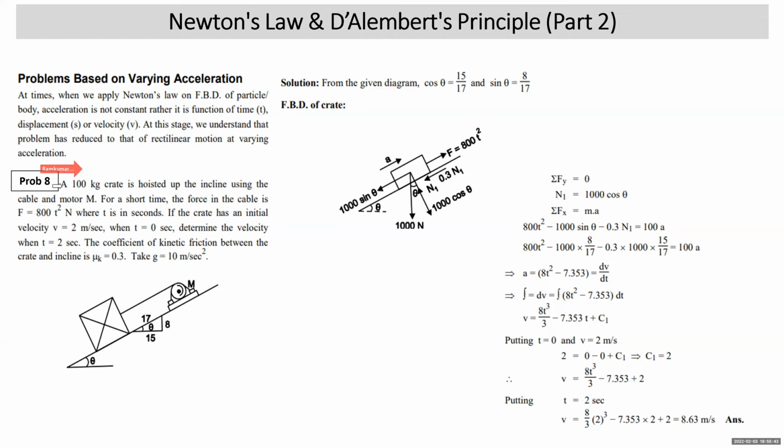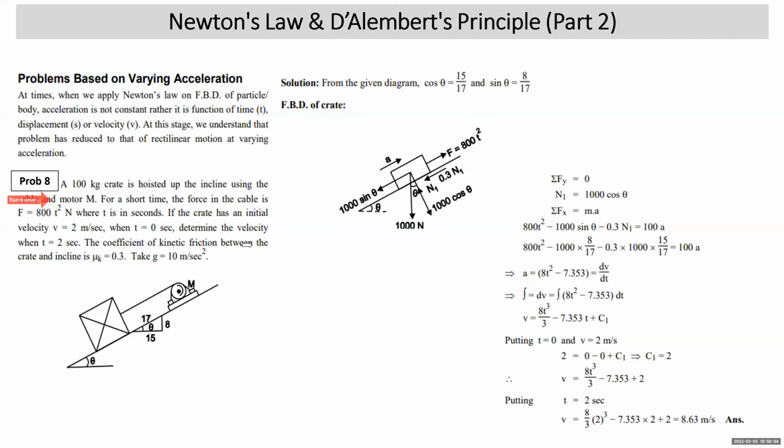A 100 kg crate is hoisted up the incline using the cable and motor M. For a short time, the force in the cable is 800 t square. When I read that the force in the cable is 800 t square, immediately it should come to my mind that the tension in the cable is 800 t square. If the crate has an initial velocity of 2 meter per second when t is 0, determine the velocity when t is 2 seconds. Coefficient of kinetic friction between the crate and the incline is mu k 0.3, g is 10.